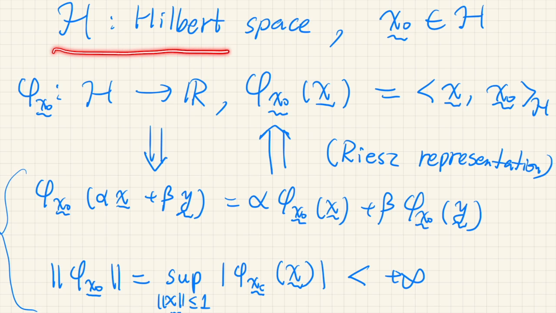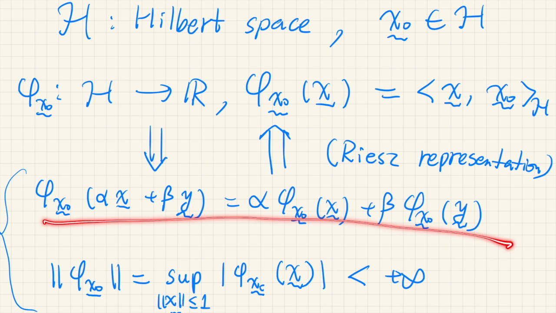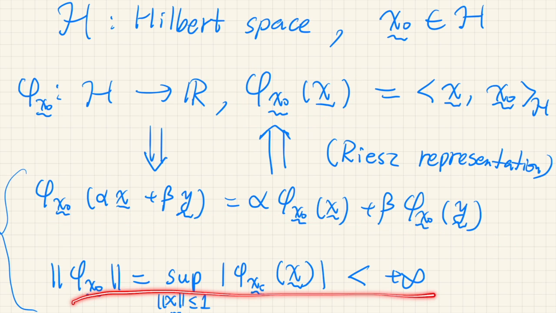Let H be a Hilbert space and x0 be an element in that space. Then we can define a map or functional phi x0 from the Hilbert space to real numbers in terms of the inner product between x and x0 in the Hilbert space. Then we can show that this map or functional is linear and also bounded in some sense.